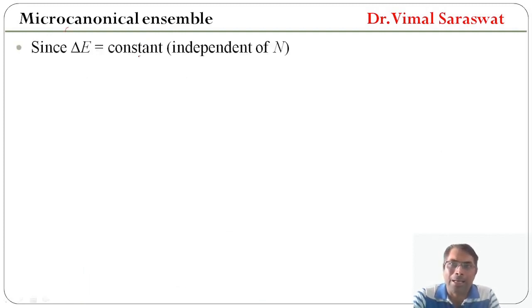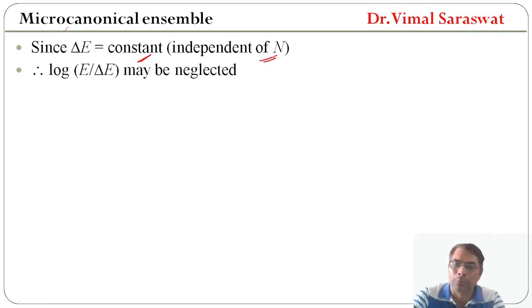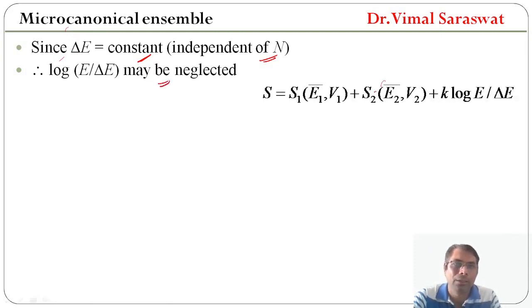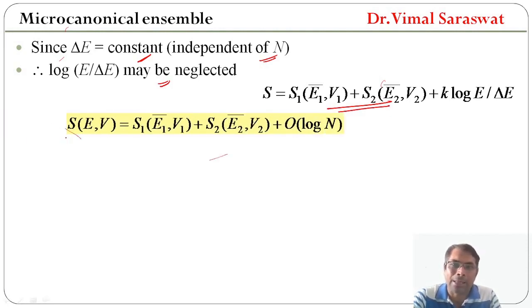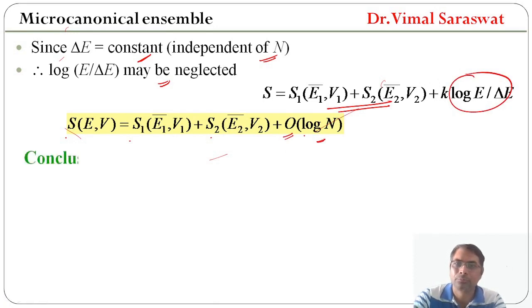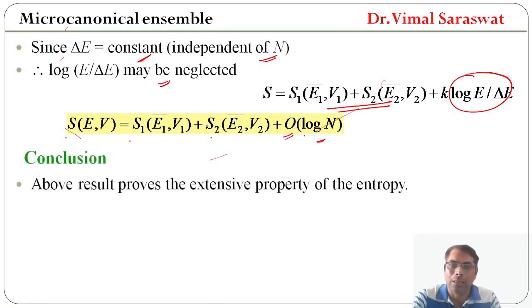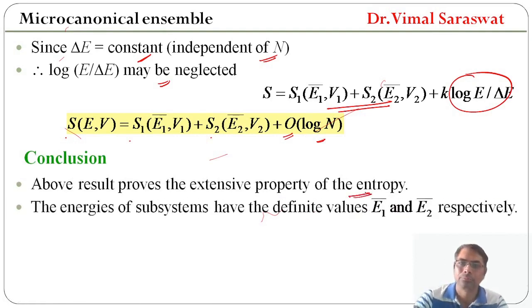Since delta E is constant and independent of N, therefore log E upon delta E may be neglected. We already get this result. Therefore S is equal to S1 plus S2, and the neglected term is actually of order log N. Conclusion: the above result proves the extensive property of the entropy. The energies of the subsystems have the definite values E1 bar and E2 bar respectively.